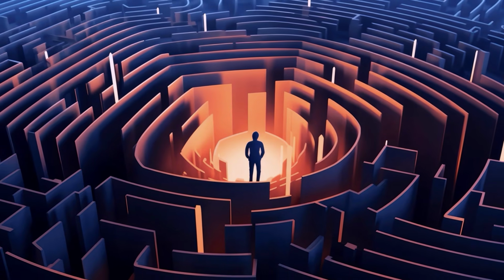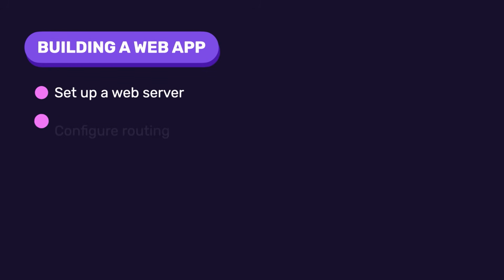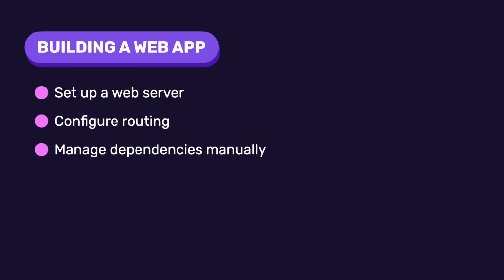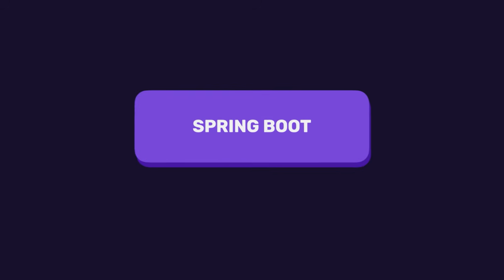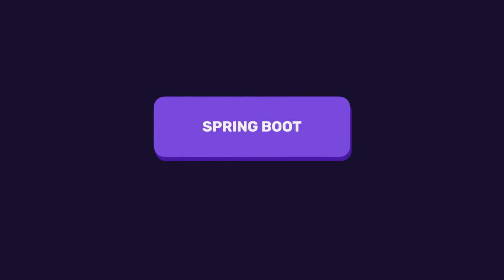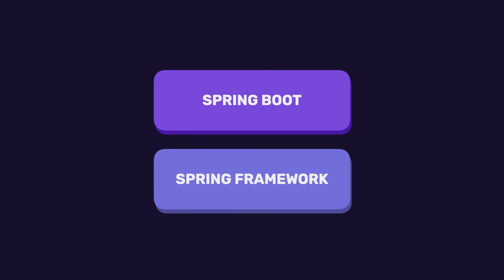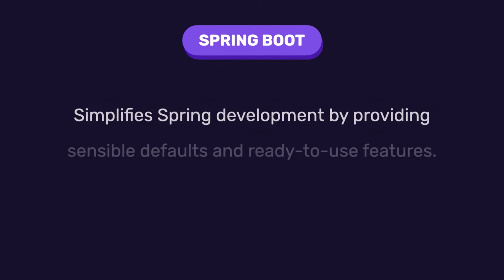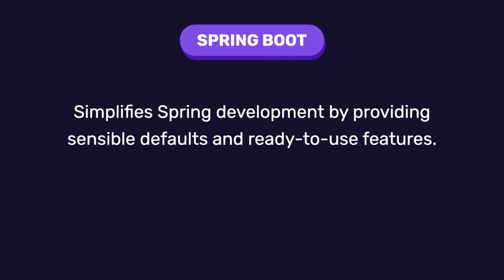Now, while the Spring framework is powerful, using it often involves a lot of configuration. For example, if you want to build a web application, you might need to set up a web server, configure routing, and manage dependencies manually. This can make development slower and more complex. That's where Spring Boot comes in. Think of Spring Boot as a layer on top of the Spring framework that takes care of all the tedious setup for you. It simplifies Spring development by providing sensible defaults and ready-to-use features.